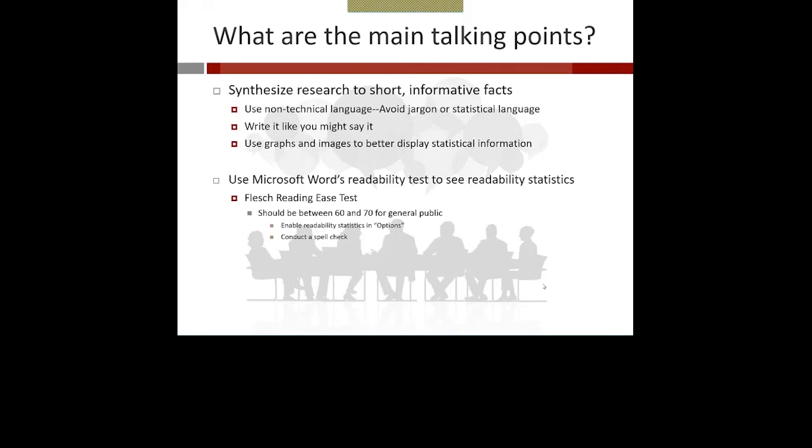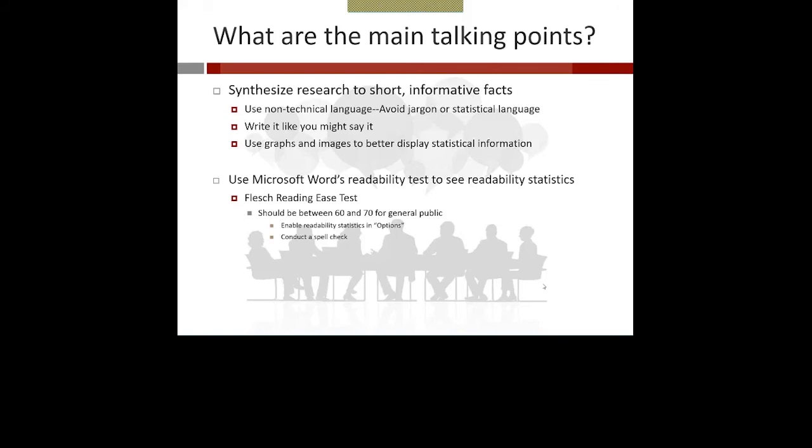So if you imagine a family member who is not in your field asking you what you were working on at work and you tell them, you might want to write it like you would tell your family member. So you might not use the jargon or statistical terms since they might not be familiar with them. And that can be a helpful way of thinking about how to write reports that aren't for other researchers. And then, of course, you can use graphs and images to better display statistical information. That is often easier for people to understand quickly than writing it out in text or even using a table.